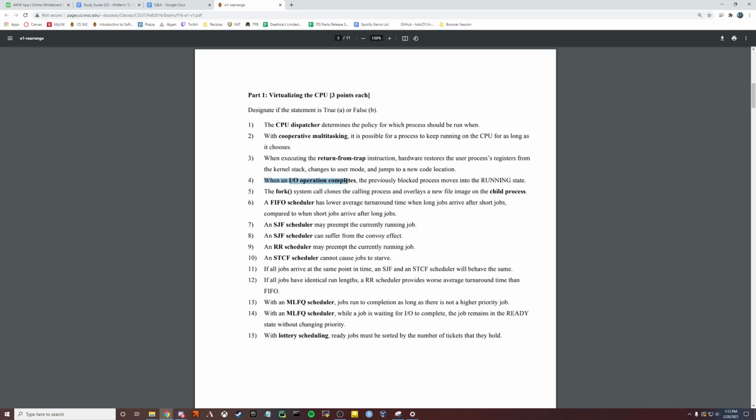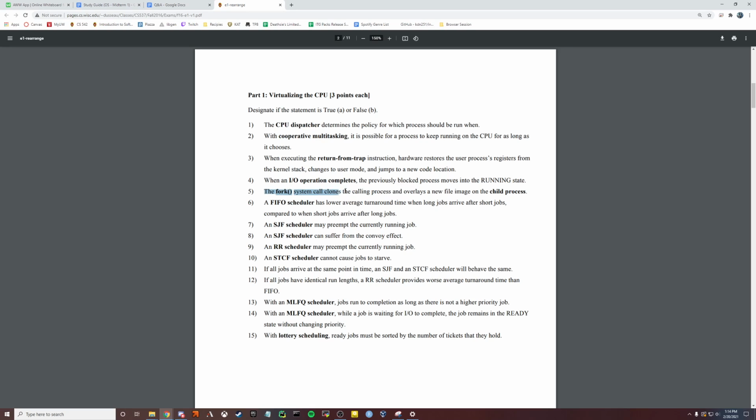When an I/O operation completes, the previously blocked process moves into the running state. I think true? That's false. False? That's what I'm thinking too. Yeah, because I don't think there's a guarantee that it'll immediately go into running. Okay. I think it goes ready. Yeah. Okay. So false, it actually goes to ready.